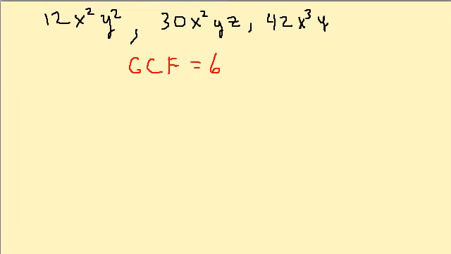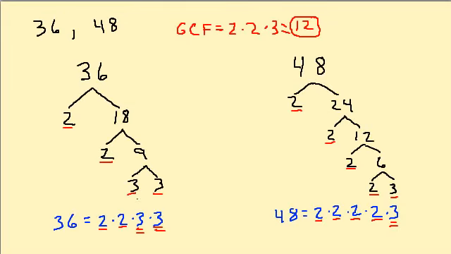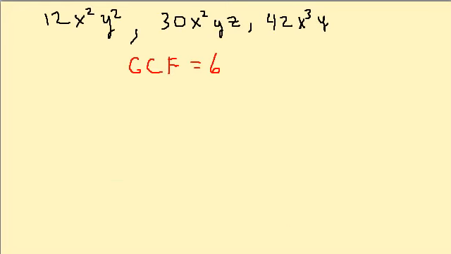Now if you don't see how we get that, you can take the 12, 30, and 42, write each as a product of primes like we did here, and find the greatest common factor as we did in this problem. Okay. Now let's talk about the variables. Alright, we have x squared, and then we have this x squared, and then here we have x cubed.